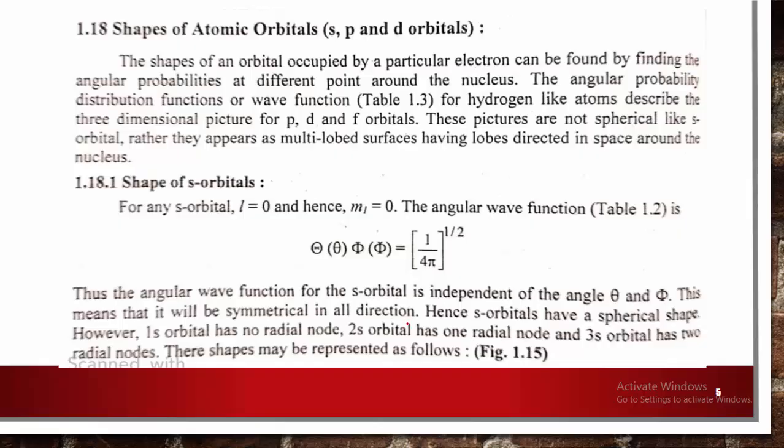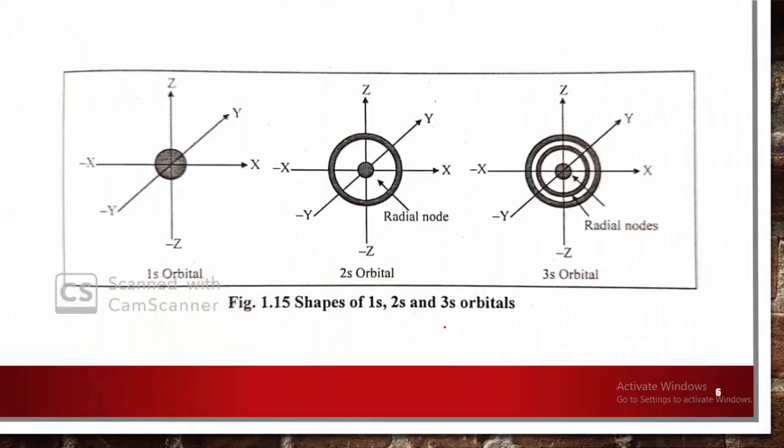Therefore for the s orbital, l is 0 and m is also 0, meaning the magnetic quantum number is 0. It is symmetrical in all directions, so it can move in any direction. Hence the s orbital is spherical in shape. We can see the shapes of the s orbital: this is the 1s orbital with a spherical shape, this is the 2s orbital with a radial node, and this is the 3s orbital.